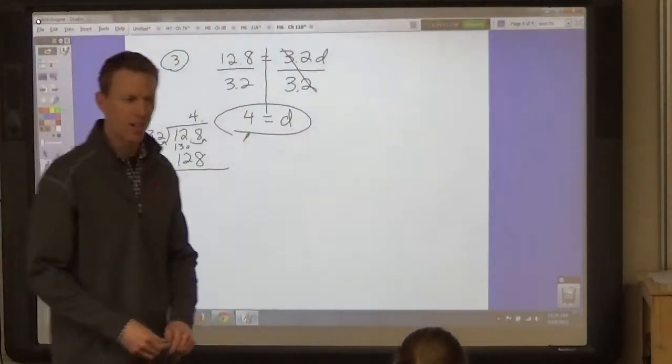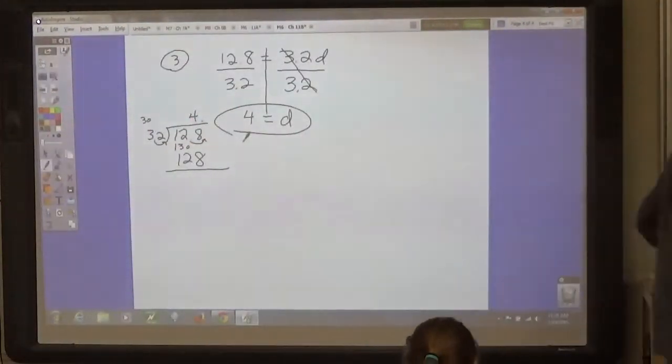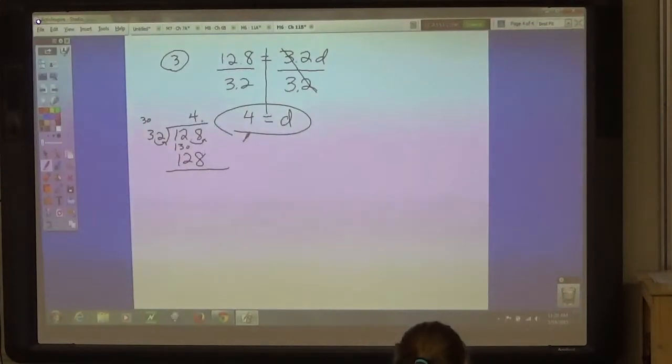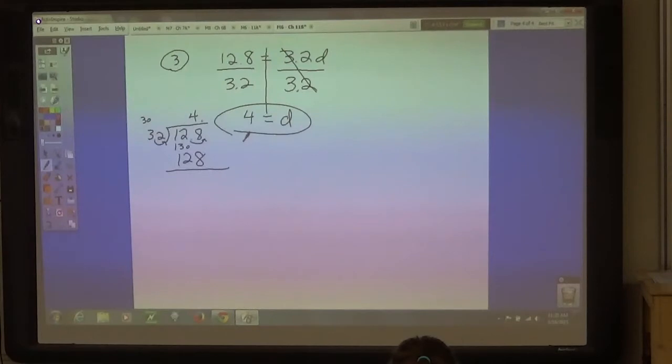Any questions on solving multiplication equations? Always start on the side with the variable. What should we cross out? The coefficients divided by each other. Yep. Because you don't need it anymore.